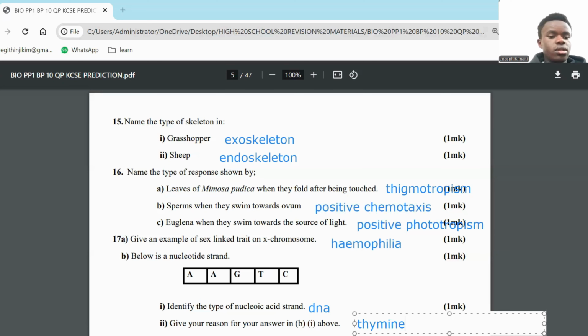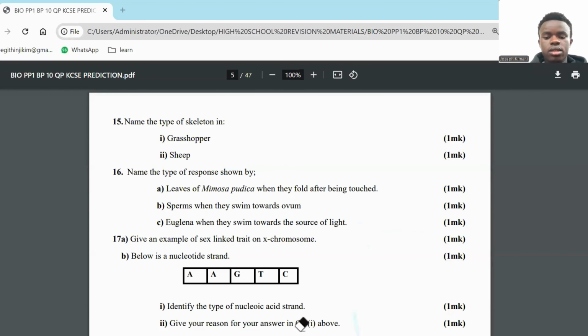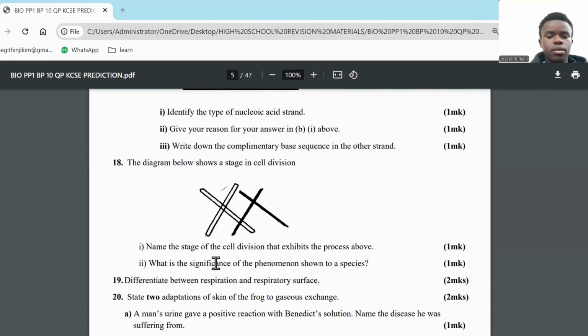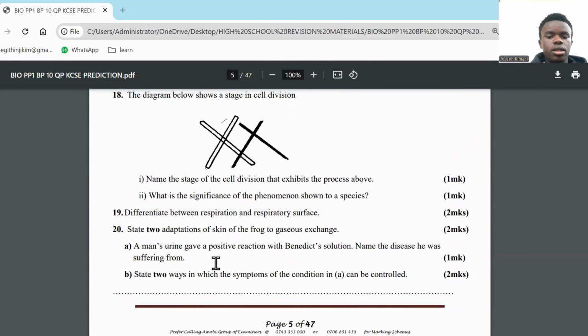So we're going to move to the next part of the paper. Scroll down. So here we are. The diagram below shows a stage in cell division. You're required to identify the stage. Before that, there's something I want you to note here.